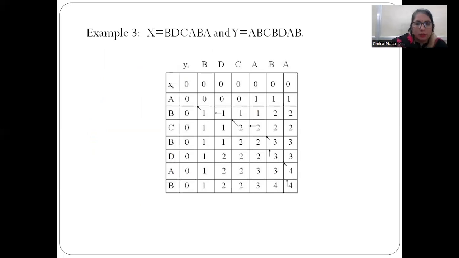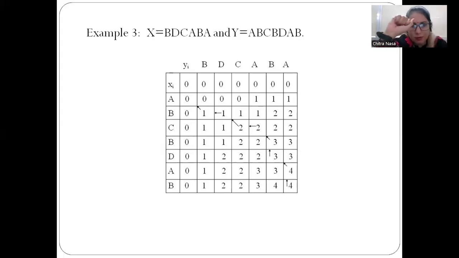Now let's see this. The x and y are given to you. These are the patterns. For x, it has A, B, C, B, D, A, B. For y, it has B, D, C, A, B, A. What does the student do at this stage? They do not consider the first row and first column. Don't forget, in the algorithm we have the first row and first column with the zero value. This is the initial, important condition.